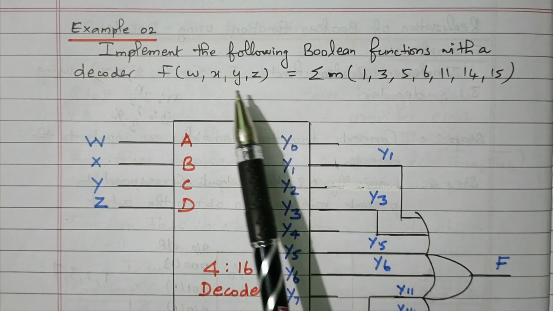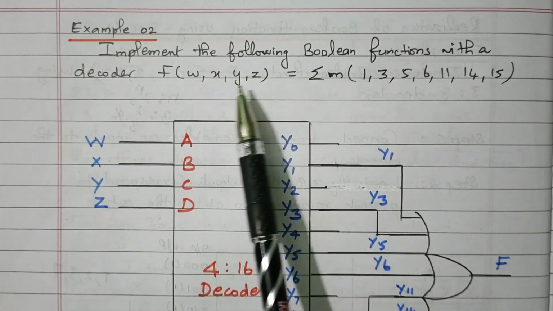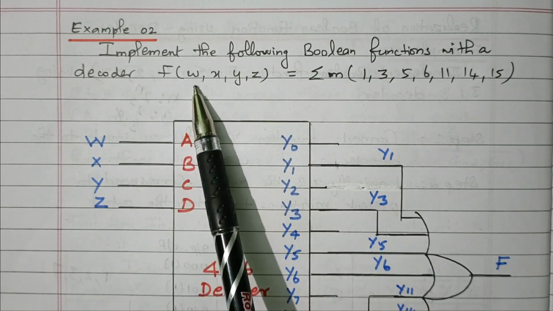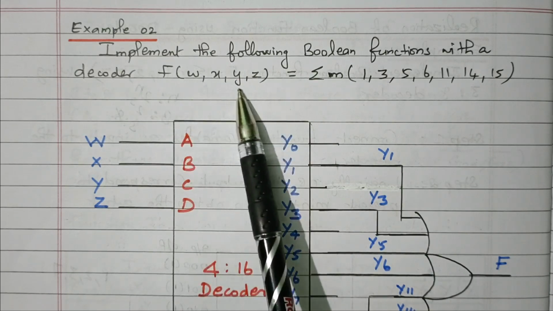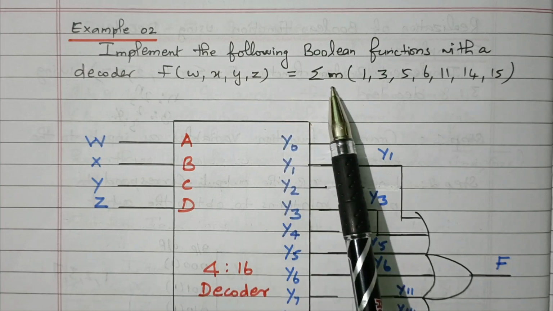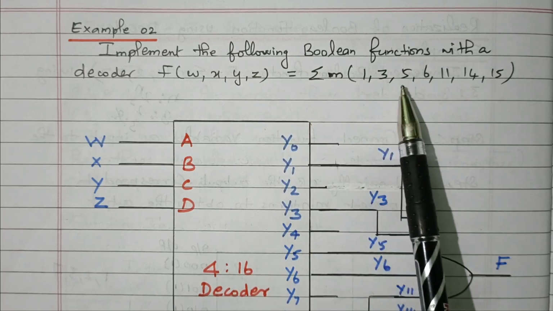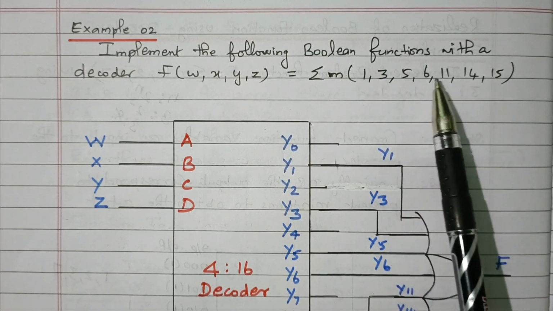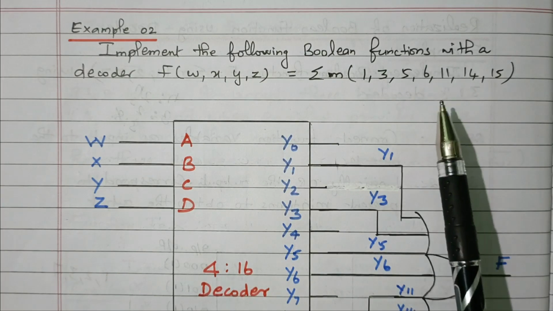Now we'll go to the topic. We need to implement the Boolean function using the decoder. The function is given as f of w, x, y, z, these four inputs, equal to the sum of minterms 1, 3, 5, 6, 11, 14 and 15.